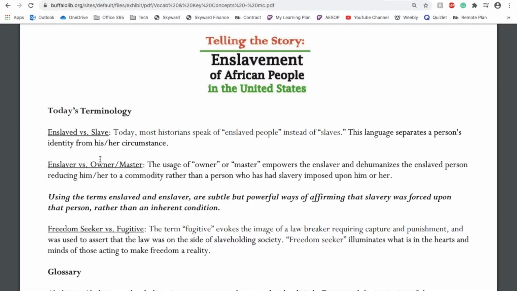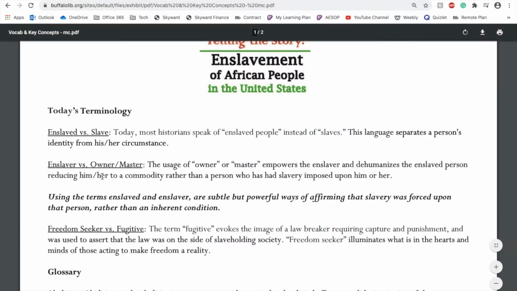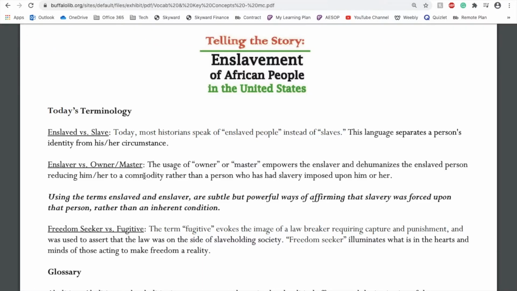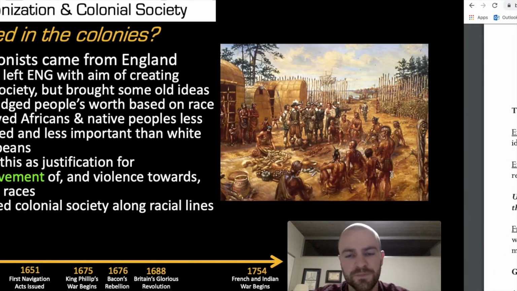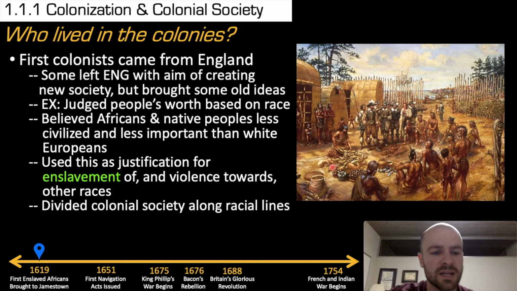Here, enslaver versus owner or master: the usage of owner or master empowers the enslaver and dehumanizes the enslaved person, reducing him or her to a commodity, something that can be traded, kind of like property, rather than a person who has had slavery imposed upon him or her. So just a couple notes on terminology that I'm going to be using in this course and that I would encourage you to be using as well.